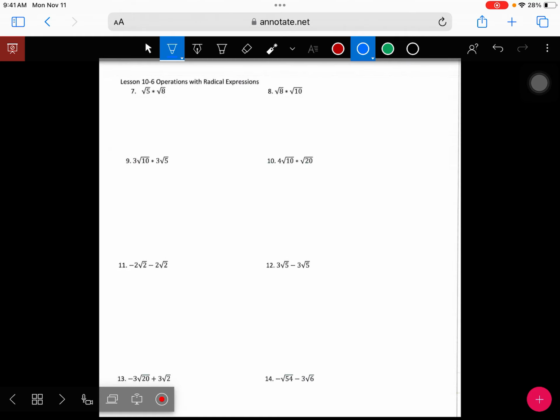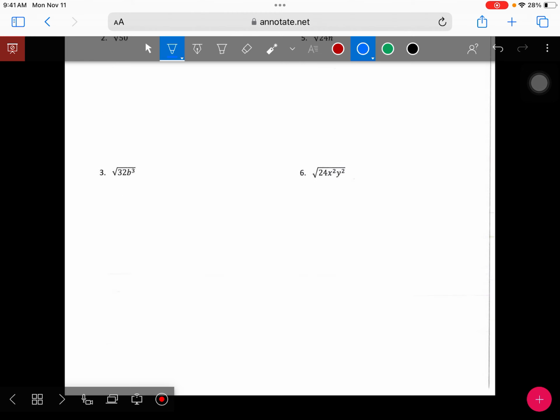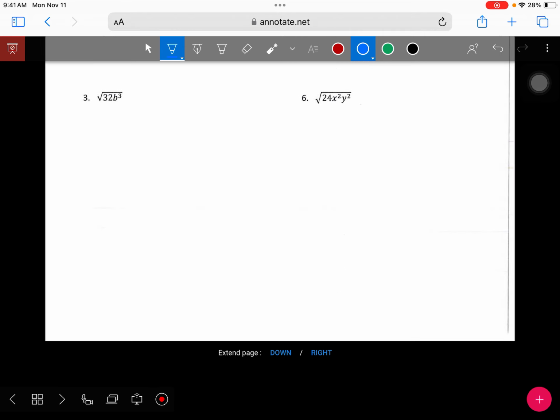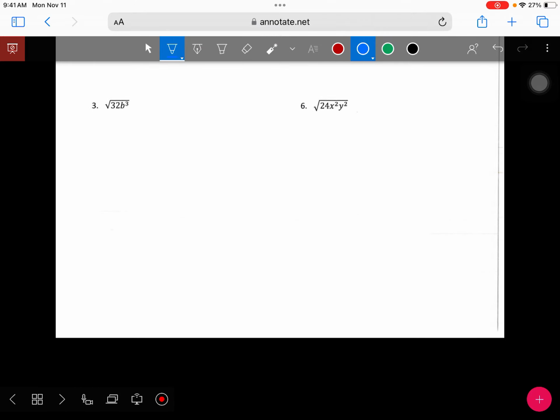These are a lot simpler than the ones we even did just now in practice. Let's go down to number 3, down at the bottom. Number 3, this is on homework number 3, due on Wednesday. Let's jump down to number 3. We have the square root of 32, b to the 3rd power, okay? I need to start with that coefficient 32 as my bottom cake layer. So start dividing. You can only divide by primes. That's an even number, so I can divide by 2 and get 16.